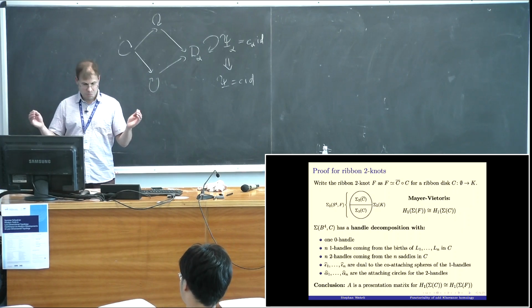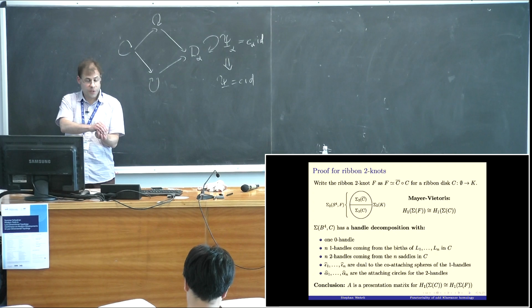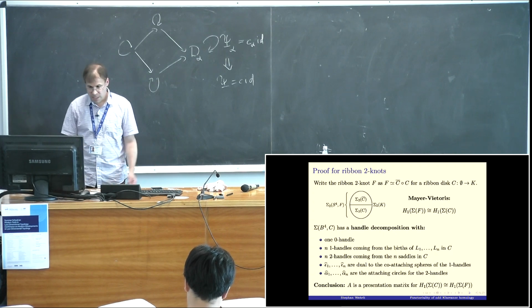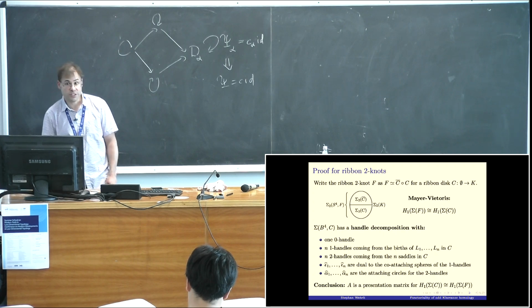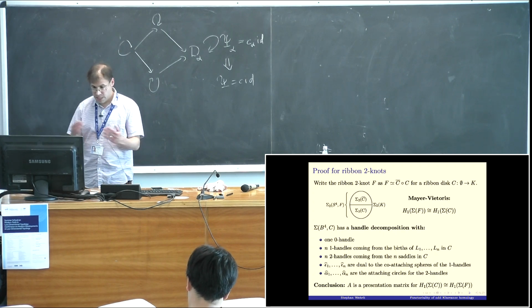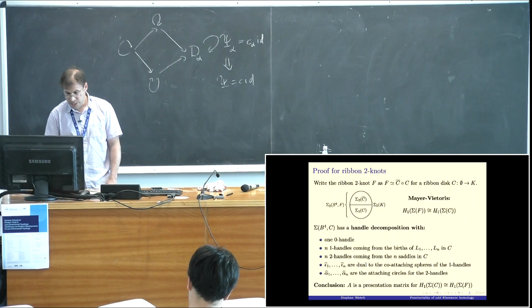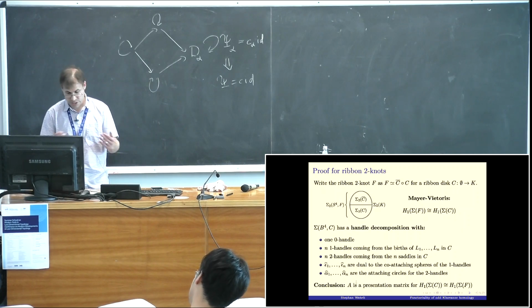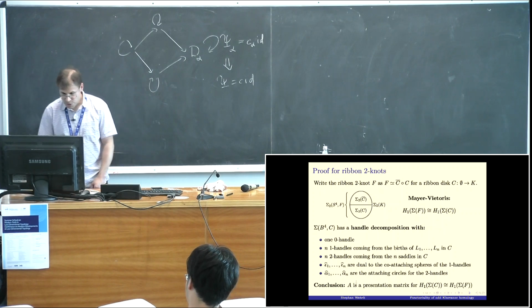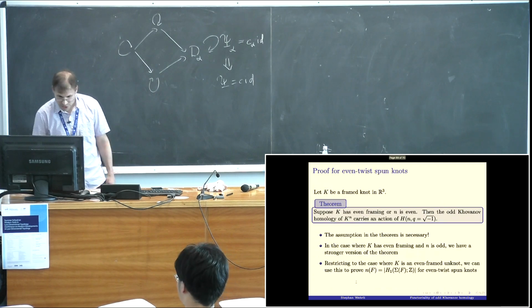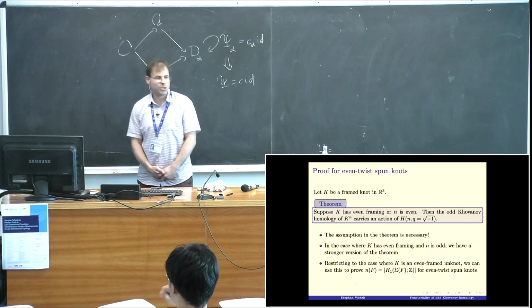so obtain the ribbon 2-knots by gluing two copies of the same ribbon disk. So if you look at the branched double cover of the ribbon 2-knot, it has the same first homology as the branched double cover of this ribbon disk, and then you can find some handle decomposition of this branched double cover, and this will show that this matrix A from before is just a presentation matrix for the first homology of the branched double cover. So this proves this theorem for ribbon 2-knots, and actually I can even mention the proof for even twist spun knots.